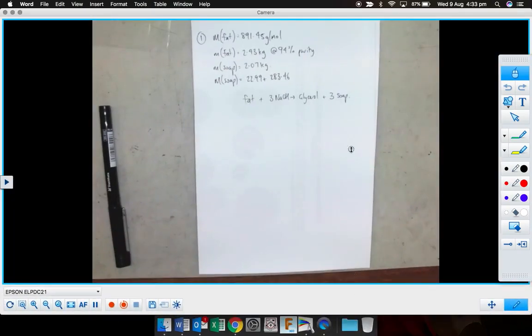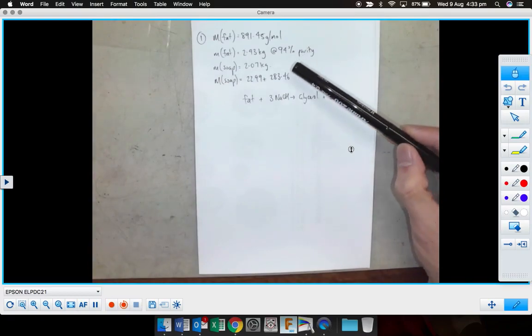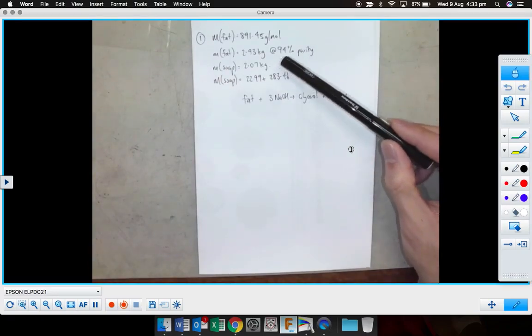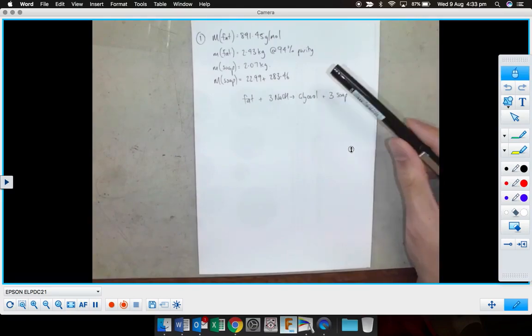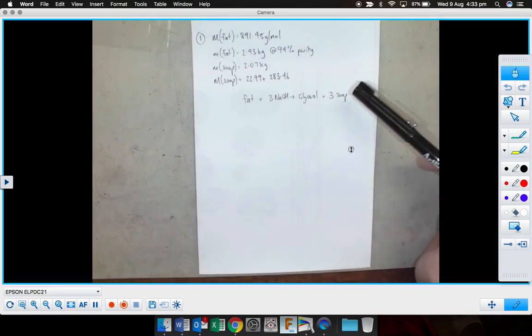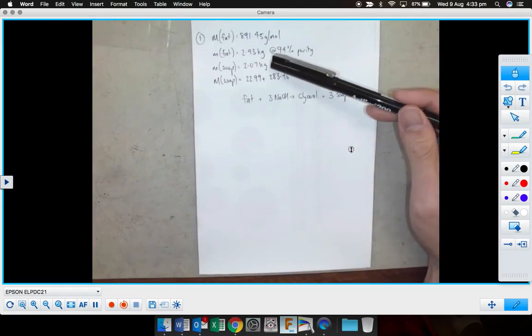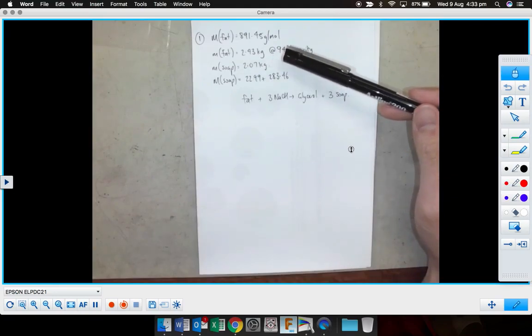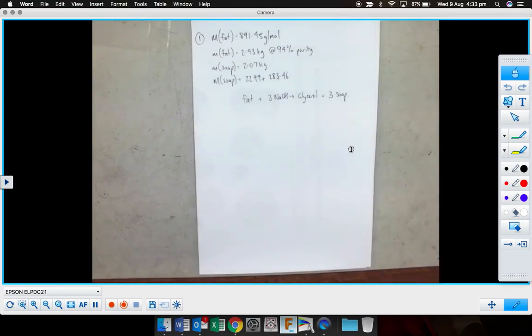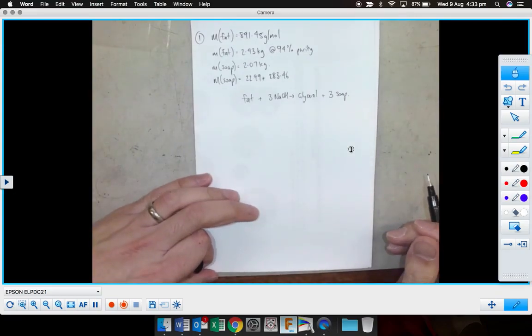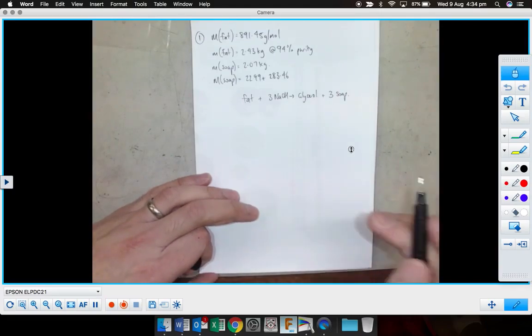I've written down all of the required information on this piece of paper. You've got the molar mass of the fat, the mass of the fat including its purity, the mass of the soap, and the molar mass of the soap. And here's the equation. You're supposed to be able to produce a certain amount of soap, however, you only produced 2.07 kilograms. We're going to find out what we were supposed to produce, and then we'll be able to work out the yield. First we need to work from the mass of the fat that we were provided with.